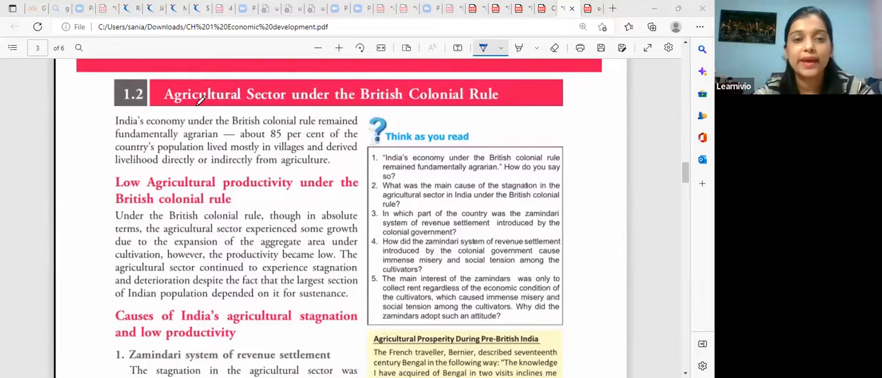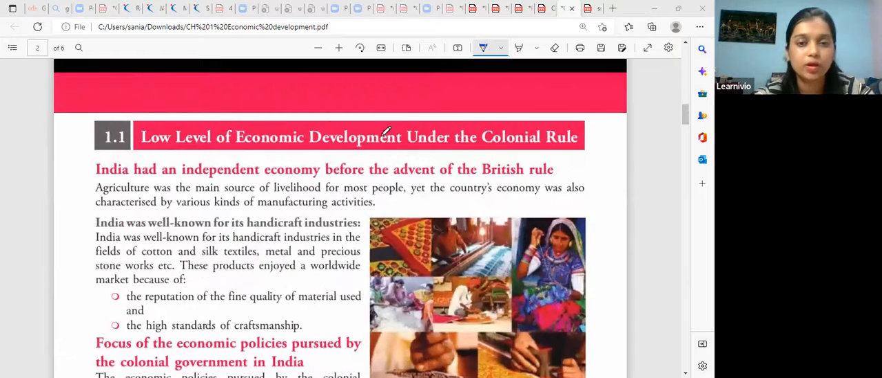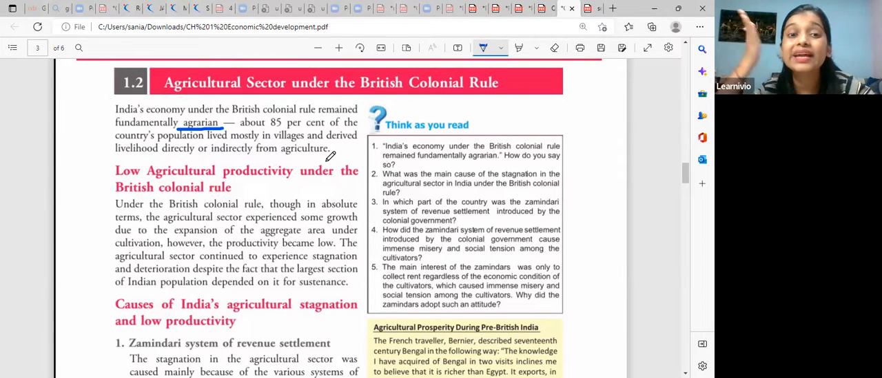Okay. Now, agriculture sector under the British colonial rule. Now we'll talk about the agriculture sector. India's economy under British colonial rule remained fundamentally agrarian. About 85% of the country's population lived mostly in villages and derived their livelihood directly or indirectly from agriculture. So out of 100 people, 85 were totally dependent on the agriculture sector for their livelihood.